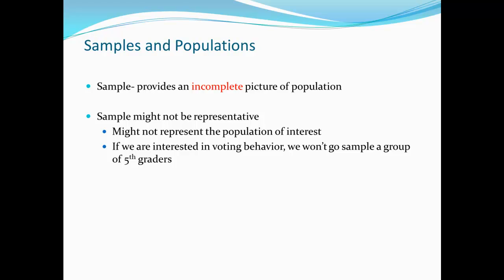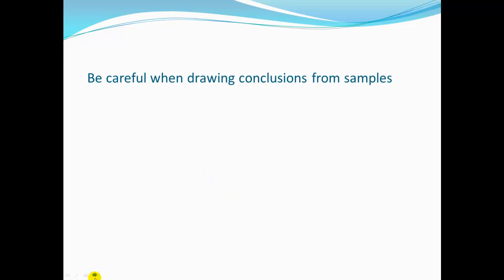For example, if you're interested in voting behavior, obviously we wouldn't get a sample of 5th graders. That wouldn't be a good sample for that particular population. In fact, it probably wouldn't even come from that population. But this is one reason we always have to be careful when we're drawing conclusions from samples, because there's always the chance they're not accurate. And if you take a research methods class, there are obviously a lot of things you can do to make your sample more likely to represent your population. The biggest thing we talked about was having an actual random sample. But there are still some problems you need to be aware of.